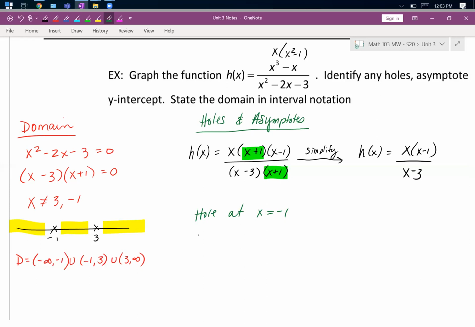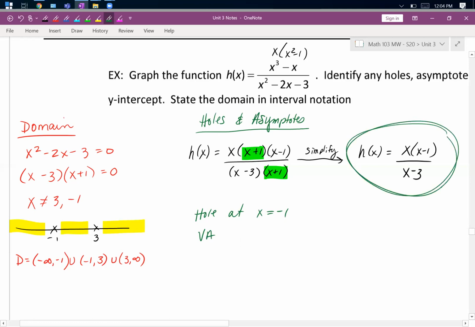And now we want to do all of our asymptotes. Remember that for all of our asymptotes, we're using this simplified version. So starting with our vertical asymptote, are we going to have any? x equals 3. As long as you still have a denominator after you have simplified, you're going to have a vertical asymptote, and it's going to be at the 0 of that simplified denominator.